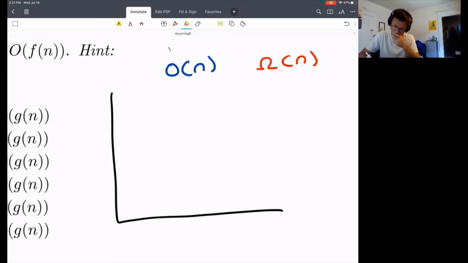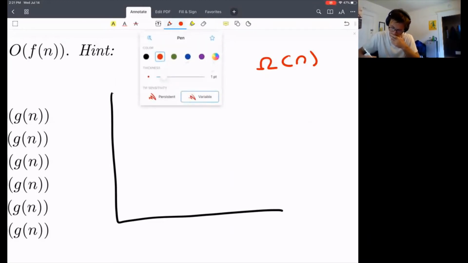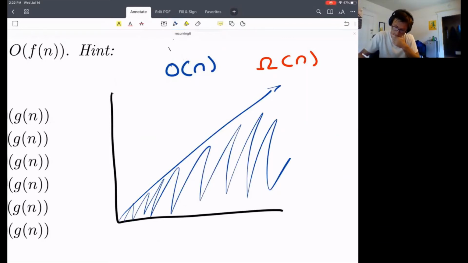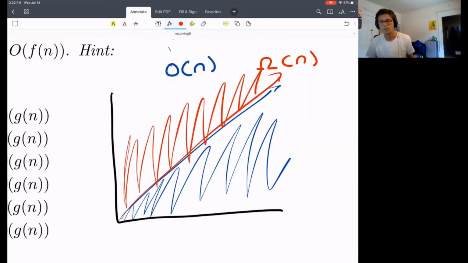Okay, what does O of n look like? O of n looks like this, at or below this line. And omega of n looks like this. It's the same line. Try to imagine it's the same, and it means at or above the line. Okay, so here's my question. There's only one place where these two regions, the red and the blue region, intersect.